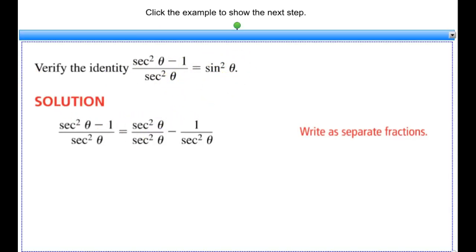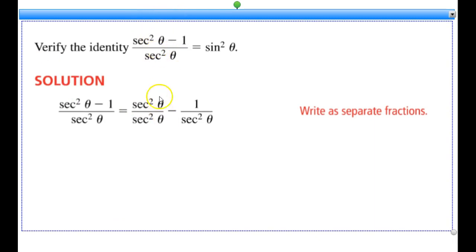Okay, so first thing I'm going to look is I'm dealing with fractions, so I can go ahead and write them as separate fractions. So I've got secant squared divided by secant squared minus 1 divided by secant squared. So it's just kind of unsimplifying this fraction. Well, now I know that secant squared divided by secant squared is 1, and so I'm left with this, and so I can make this whole thing squared.